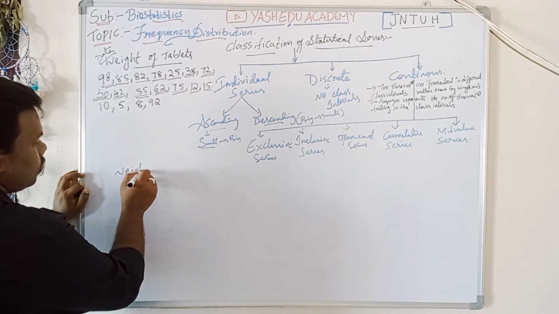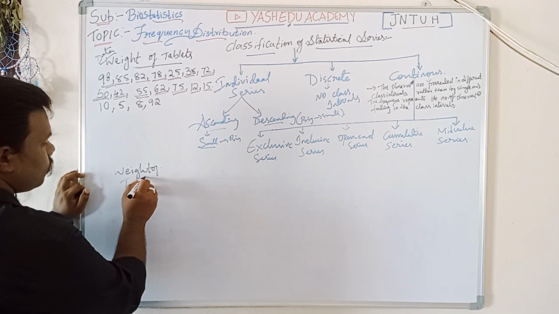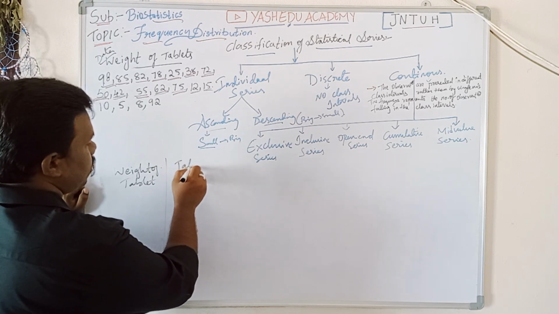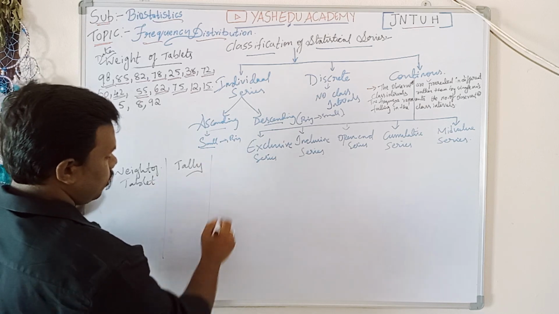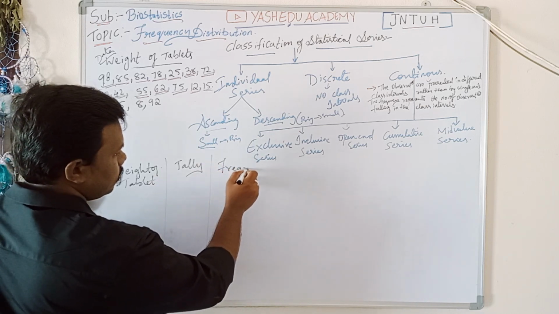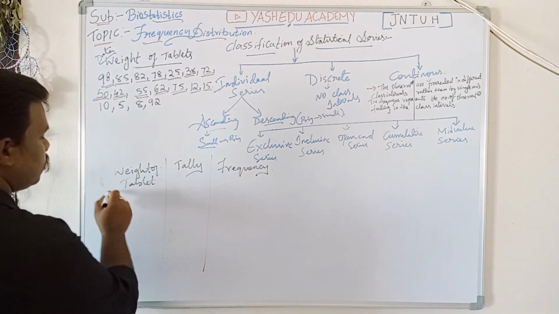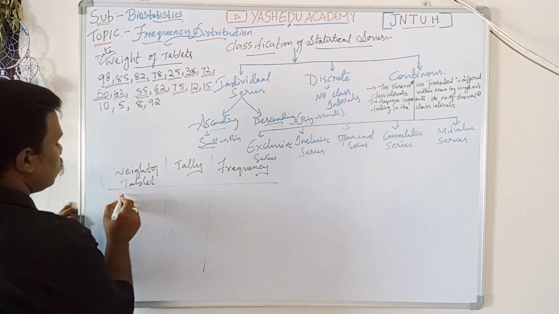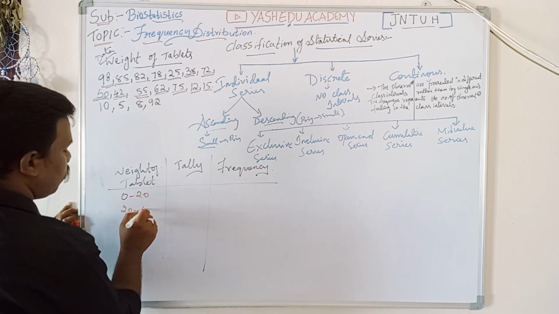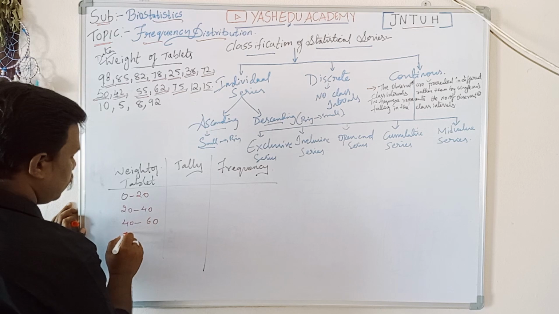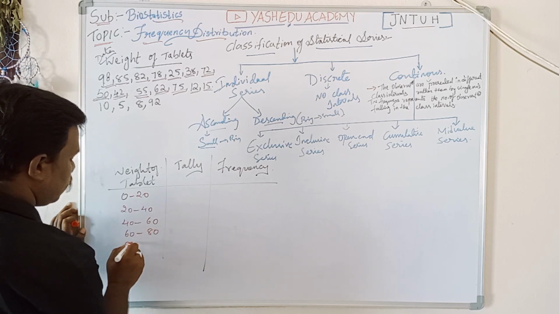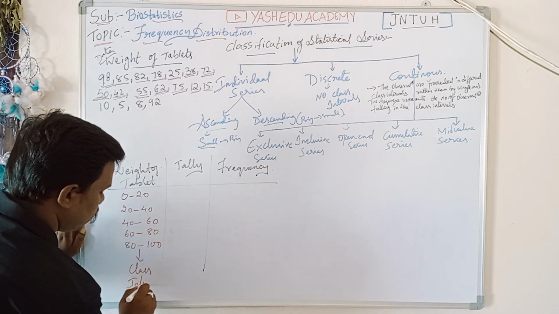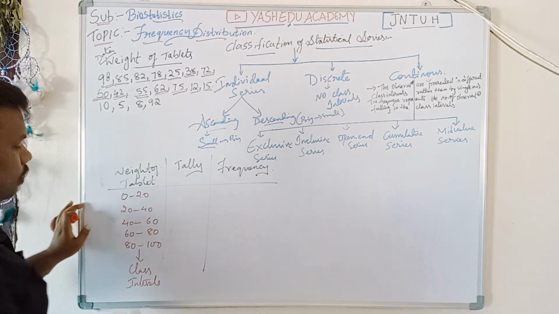Now I am writing the organized form, a table with class intervals, tally marks and frequency. In this continuous series, we will deal with the tally. The class intervals are 0 to 20, 20 to 40, 40 to 60, 60 to 80, 80 to 100. So these are the class intervals of continuous series.